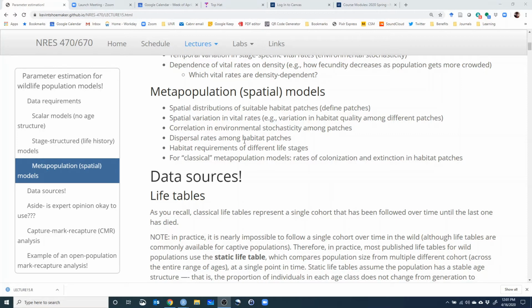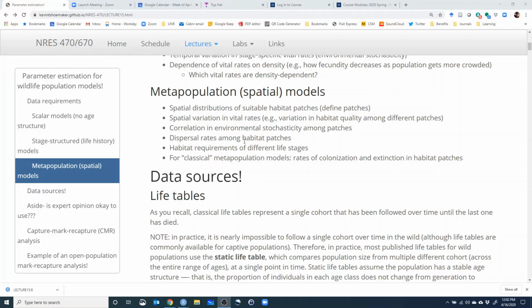All right. And if we start getting into spatial models or metapopulation models, we have more parameters to estimate. We need to know the spatial distribution of habitat patches. We need to define those patches. We need to think about potential variation in the vital rates. Like, how does habitat quality or differences in habitat quality among the patches affect the vital rates? Which vital rates are affected? When you have a higher quality patch, do you have more fecundity? Is that what happens? So we need to define how habitat suitability differences in patches affects our vital rates in order to build a realistic metapopulation model.